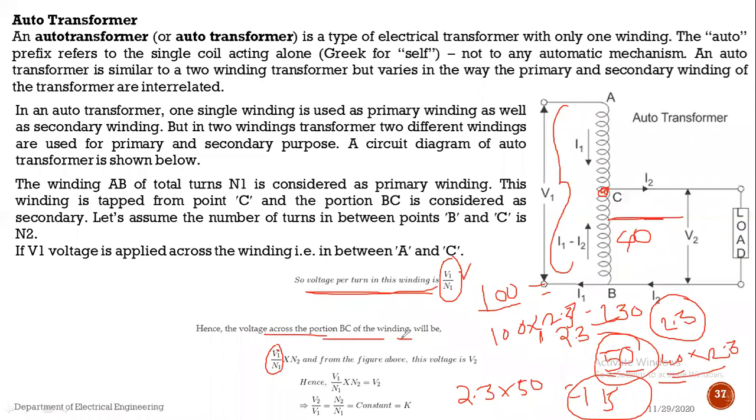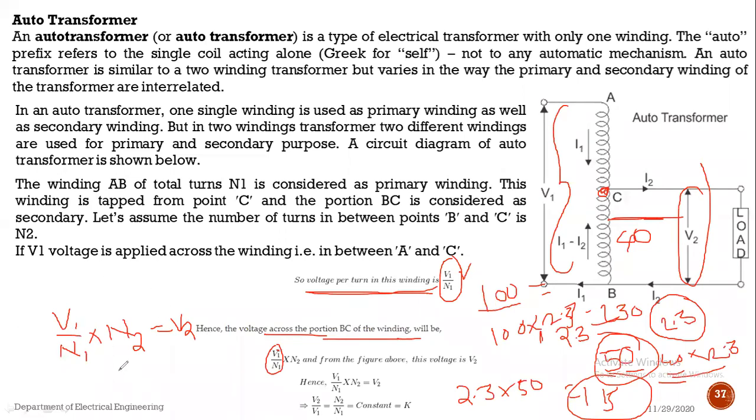Hence the voltage across portion B to C will be V1 divided by N1 into N2. And from the figure, this voltage is nothing but the output voltage V2. So if we equate these two equations, V1 divided by N1 into N2 is equal to V2.